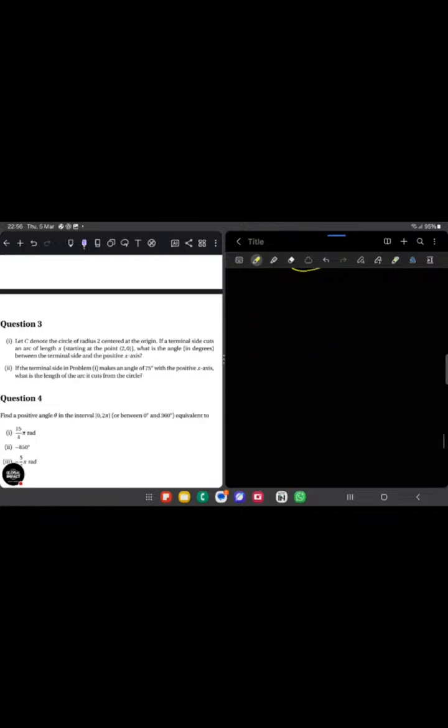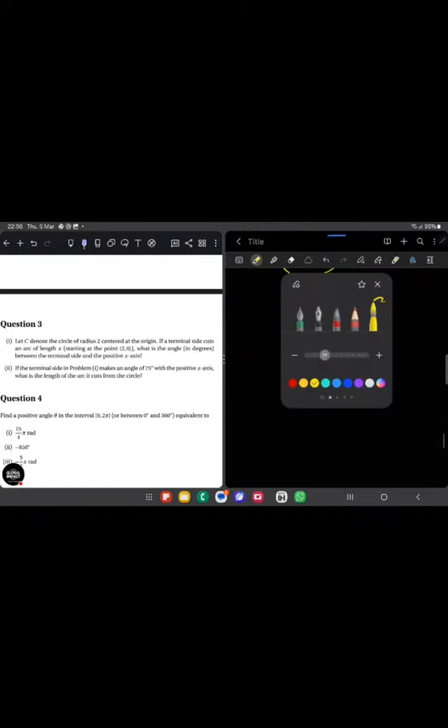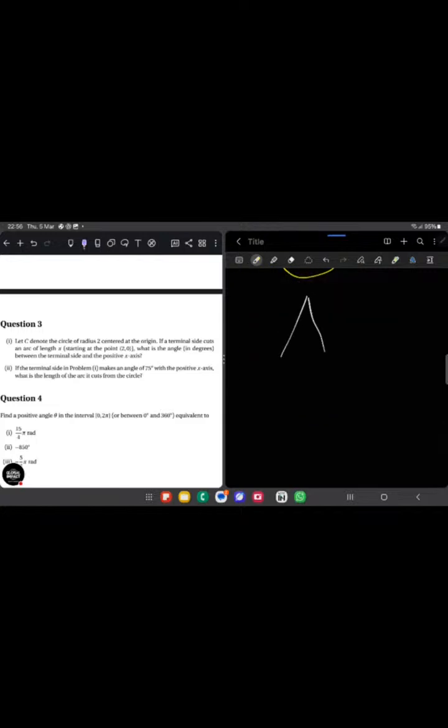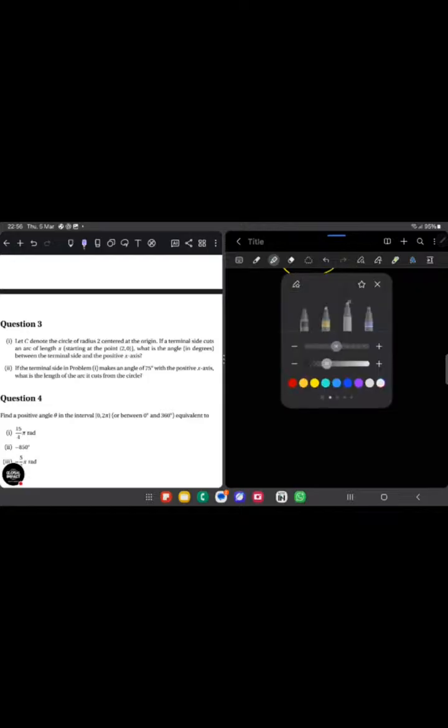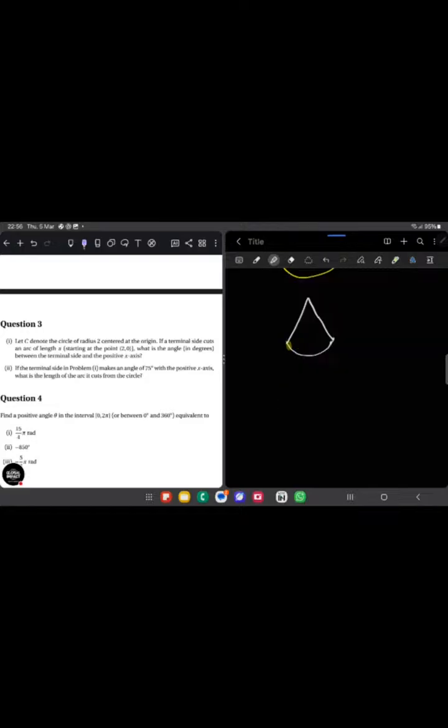The moment they say anything to do with arc, let me just show you. Arc is from a piece of pizza like this, you understand? Anything to do with arc is something like this. The arc will be the outside of your piece of pizza. Let me increase the size. So this is going to be the arc. And then this is going to be the radius. And then this is going to be the theta. Okay? So here, what do they want?